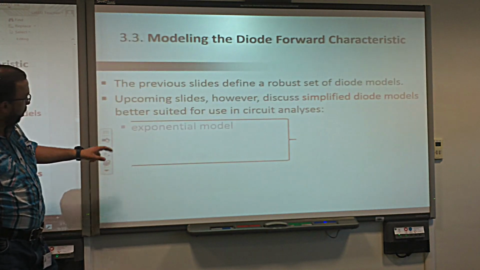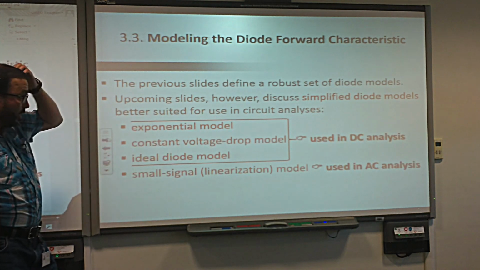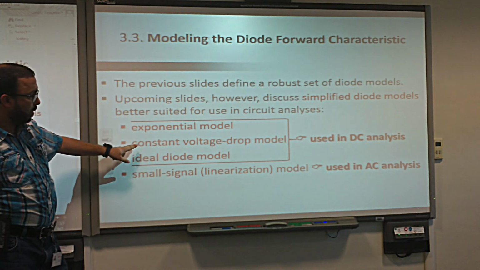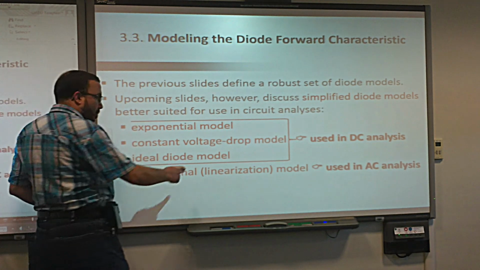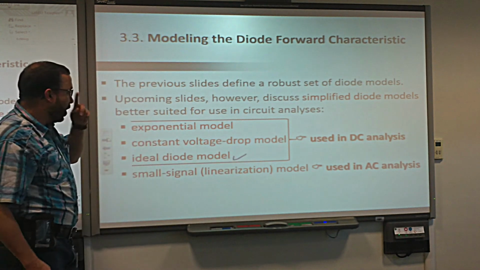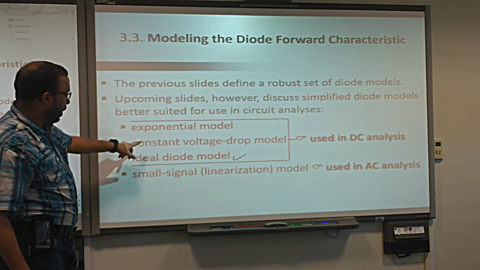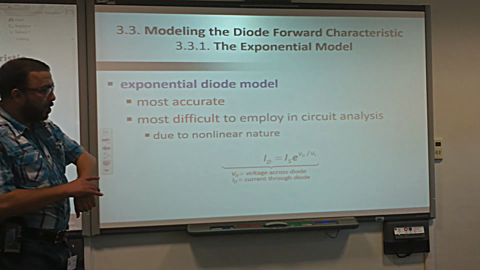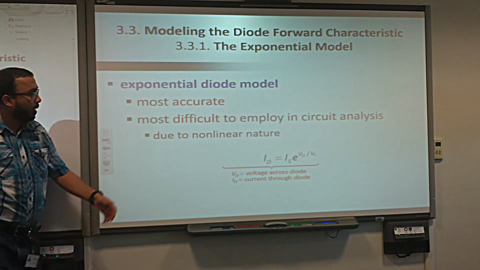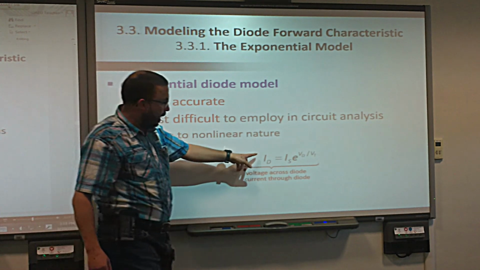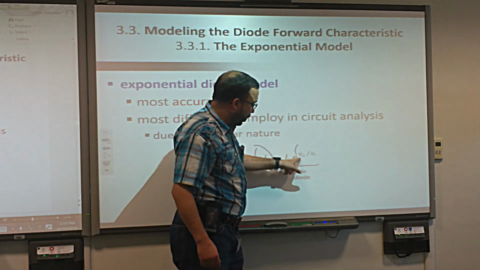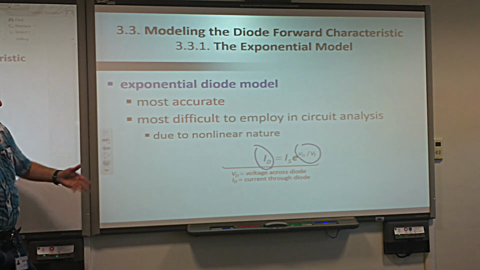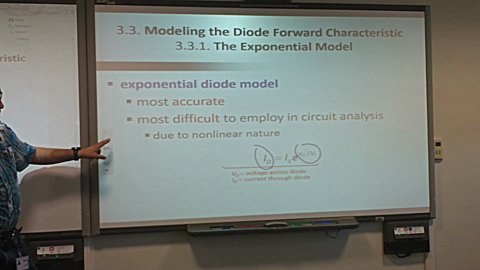Before we leave, we'll talk briefly about the models of the diode: the real diode, the exponential, the constant voltage drop. The ideal model, we are done with that. The exponential, we'll go through very quickly now, and the others we will do next class. The exponential model just tells me that the diode current has an exponential function of the diode voltage. Give me the voltage, I give you the current. There's nothing difficult with it.